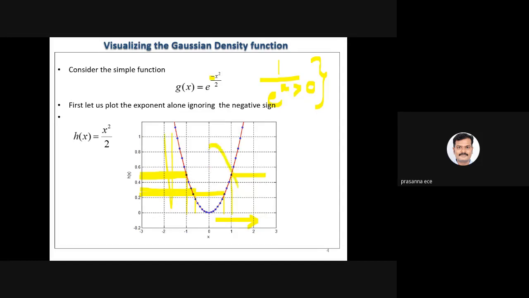So you'll have some function which is decaying very fast like this, and on the other side also it decays very fast like this. That is how we arrive at the visual form of the Gaussian density function. I have just given the plot.